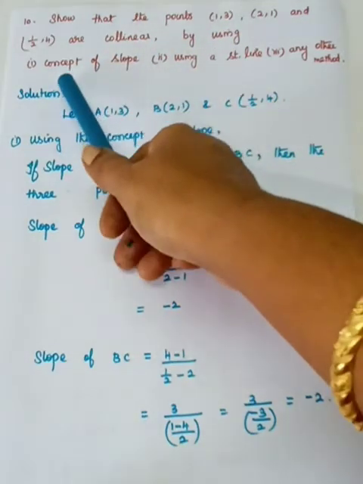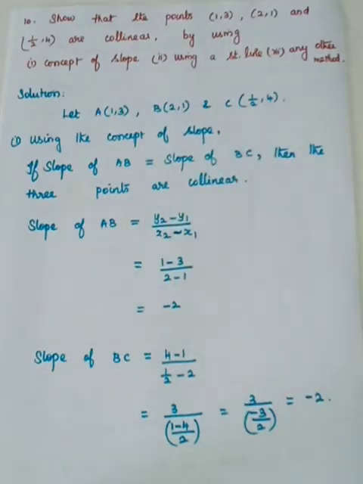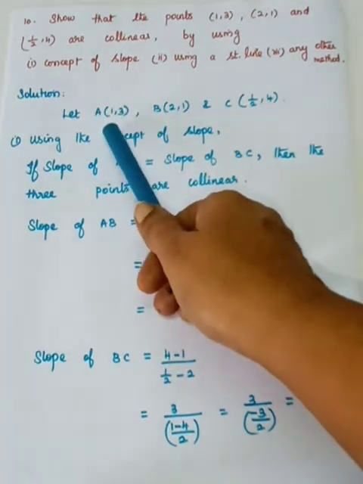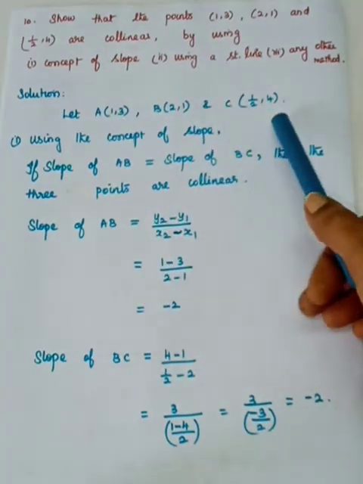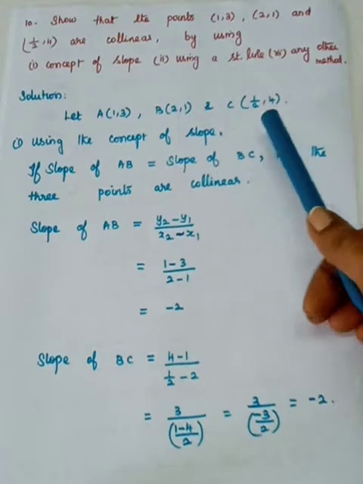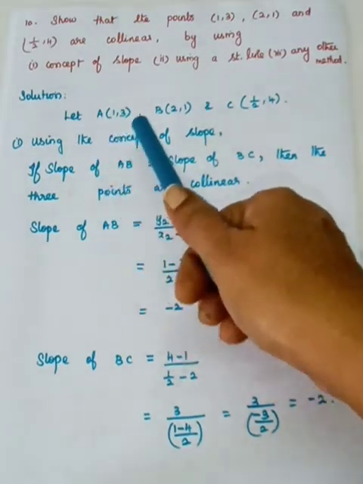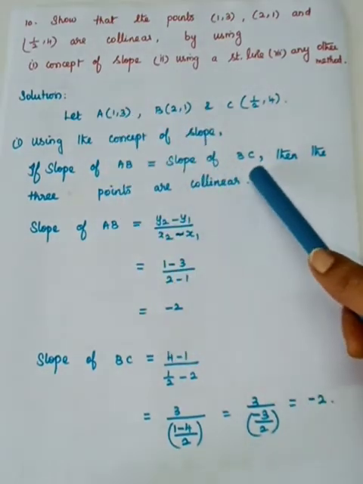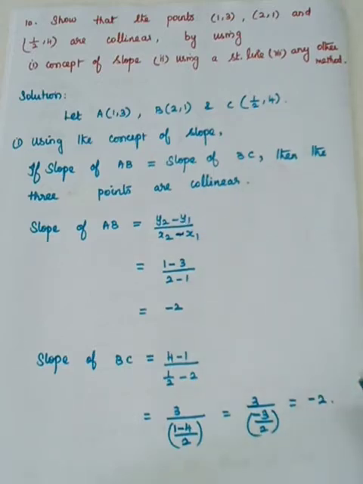First, we have to use the concept of slope. Using slope, we have to show the 3 points are collinear. So first, you name the 3 points. The first point is A, second point is B, and the third point is C. If slope of AB is equal to slope of BC, then the 3 points are collinear. We know that already: slopes are equal.